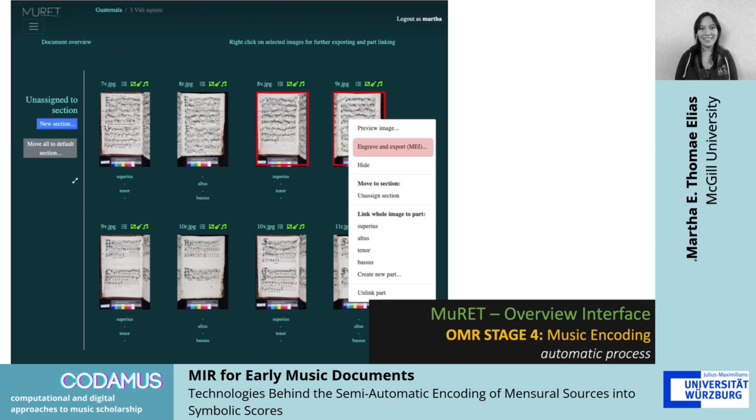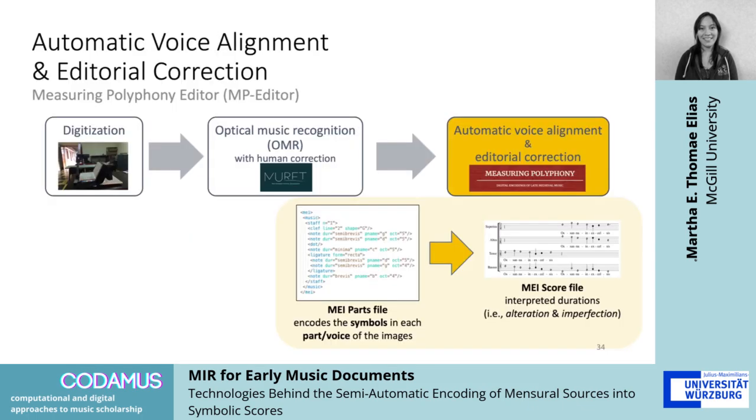So we have the symbols, we have the OMR done. We can move to the third part of this workflow, the one where we get the score. For this, I use the Measuring Polyphony Editor. This was being developed while I was doing the dissertation.